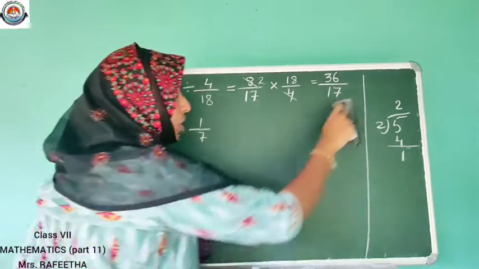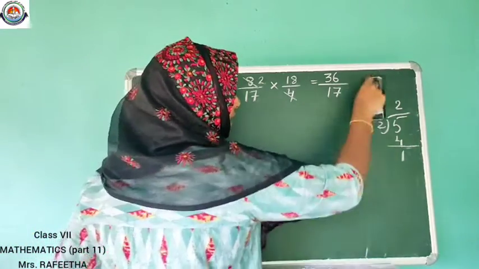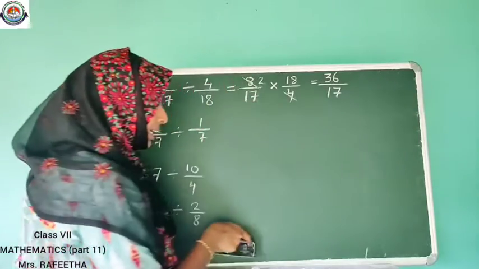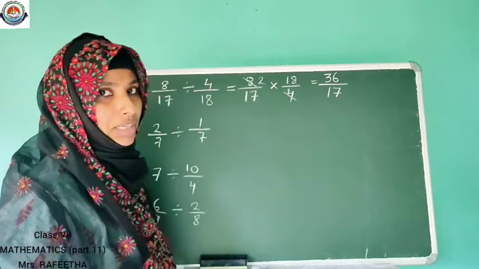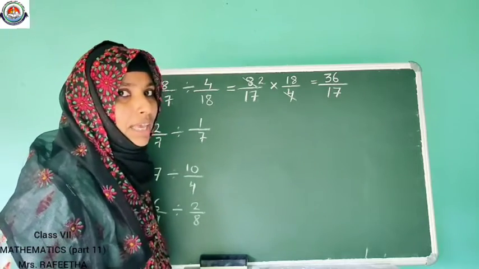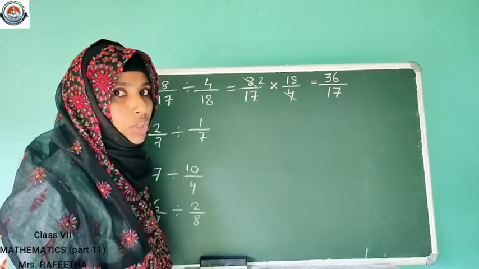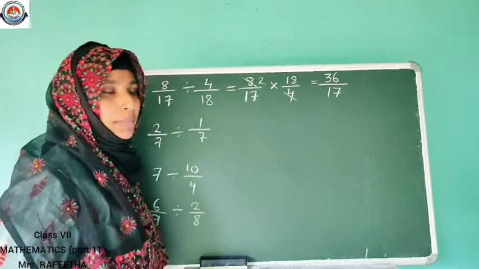Here, can we stop? No. Why? Because the numerator is greater than the denominator. That is, it is an improper fraction. So, we want to convert that improper fraction to a mixed fraction.